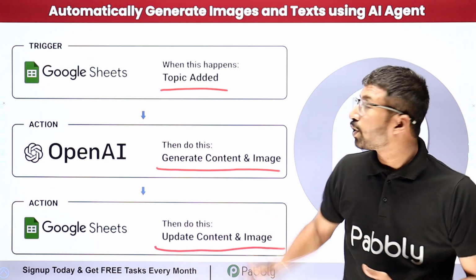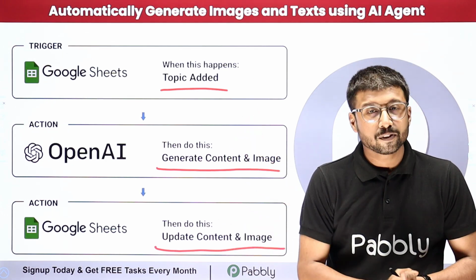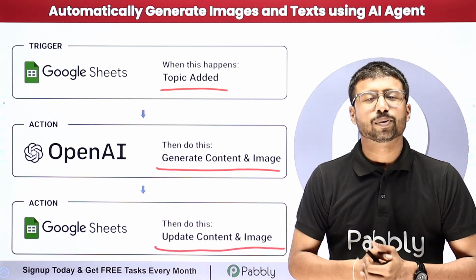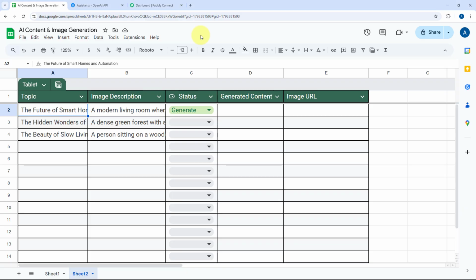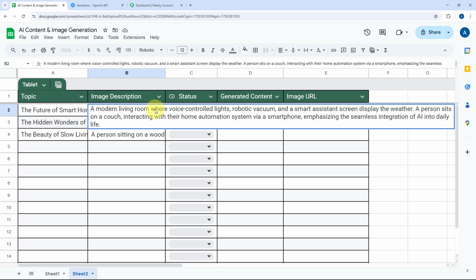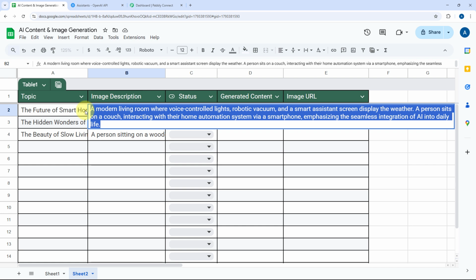Now, if you want to learn how you can build this AI agent all by yourself, for that, you just have to come with me to my screen. So as you can see, this is my Google spreadsheet in which I'm adding the topic for which I want to generate some content and also the image description that I want to generate an AI image with. This description over here is the prompt.